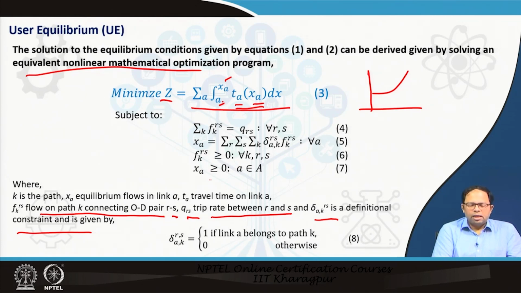And what we are doing is, we are saying X_A is always greater than 0, F_K^RS is always greater than 0, and X_A equals the summation over R, S and K, where we are multiplying by whether that link is within that path or not, and this is F_K^RS for all R, S and K. So, this is done, and then we are taking a summation of all the paths F_K^RS, which equals Q_RS. So, Q_RS is the total flow.